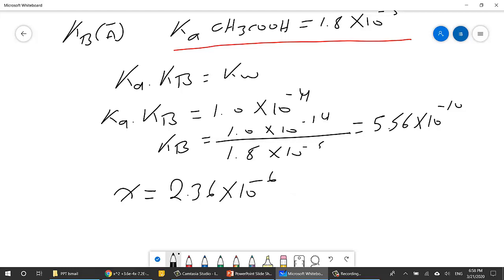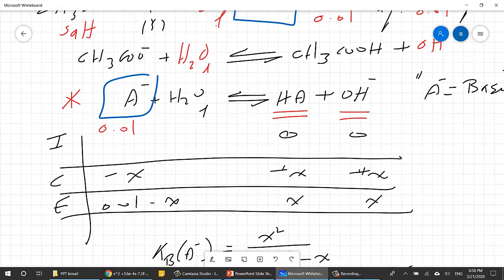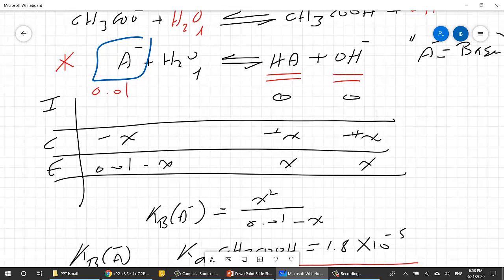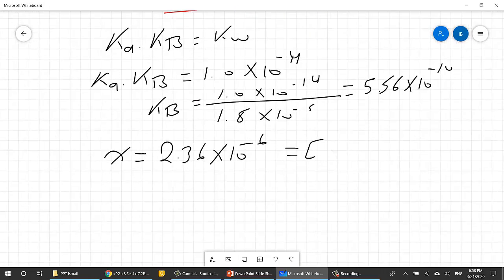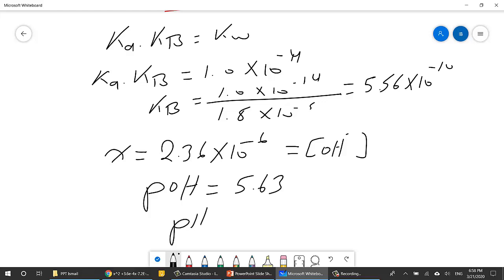Of course, let's see what x means here. When you go back to this equation, A minus plus H2O goes to HA plus OH minus, the x is actually the concentration of OH minus, not H plus. So this is equal to the concentration of OH minus, and therefore the pOH you can get by taking minus log of that, and you will have 5.63. And the pH, as I expected, is actually more than 7. pH is 8.37.